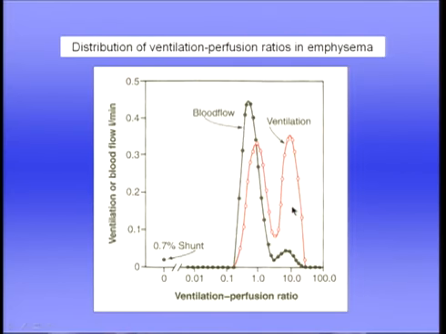Of course, this lung is very inefficient at gas exchange. And with a high ventilation-perfusion ratio, it turns out that it particularly affects carbon dioxide. It doesn't affect oxygen quite so much because there's not a region with a very low ventilation-perfusion ratio. Incidentally, there's a very small shunt here, but it's hardly worth mentioning, less than 1% of blood flow going through unventilated alveoli. Okay, so that's the distribution, a typical distribution in emphysema.